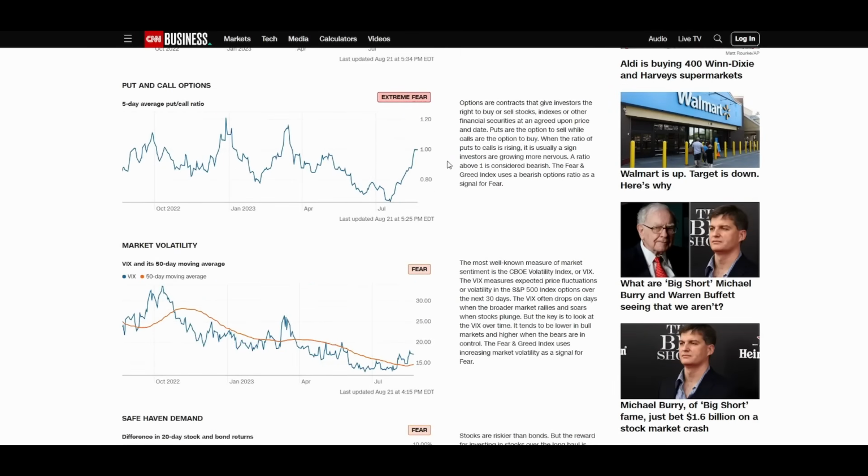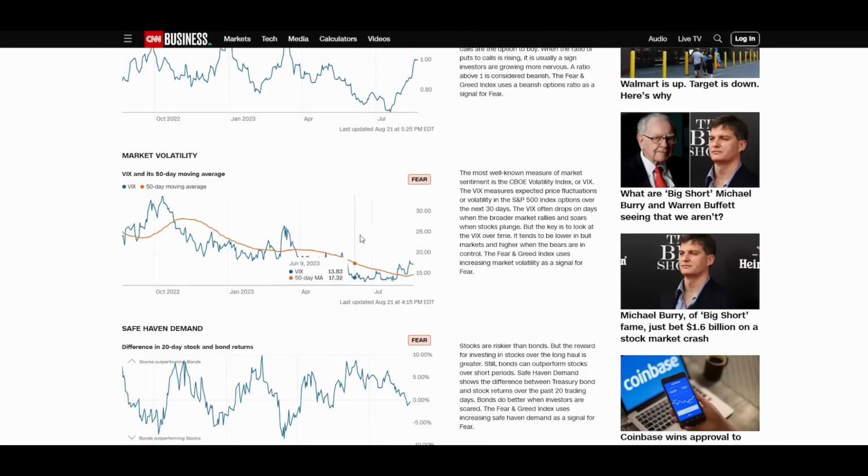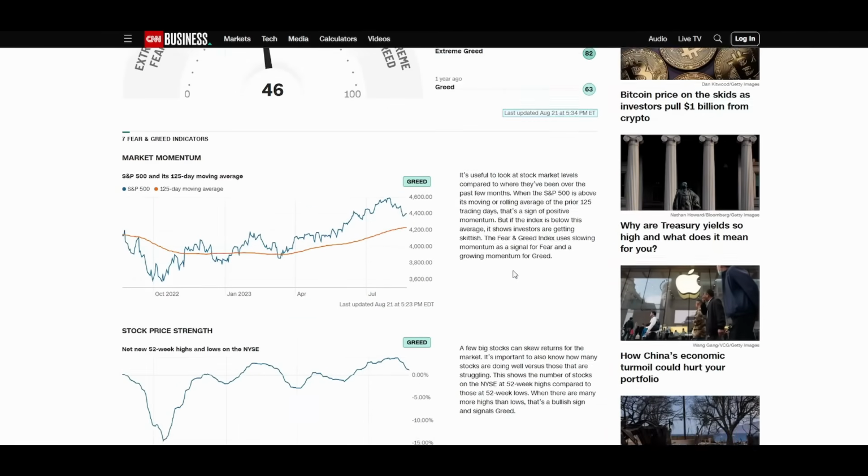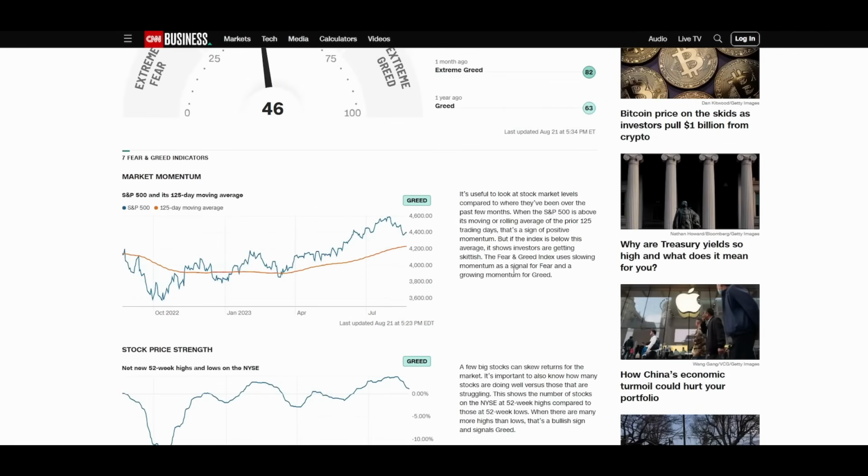This is kind of a variation of what I use, but what I use, guys, marks tops and bottoms much more accurately. I put it down to a science. Basically, market volatility shows fear, safe haven demand shows fear. So it's still a bit of a mixed bag here, guys. Not enough yet to call a big bottom. Not enough yet, but there are some bullish signs in the short term.